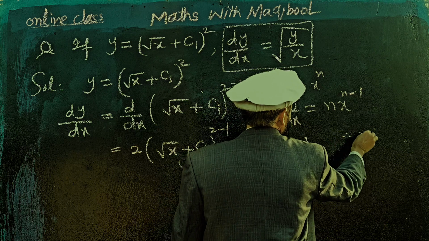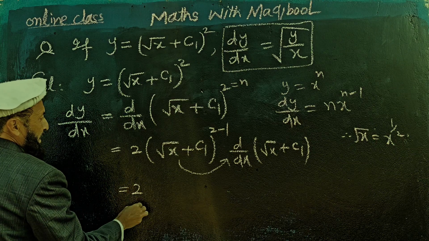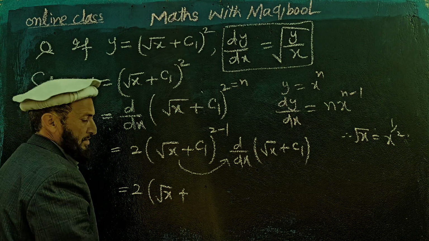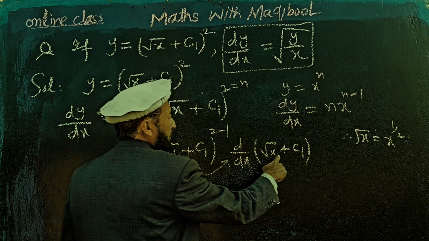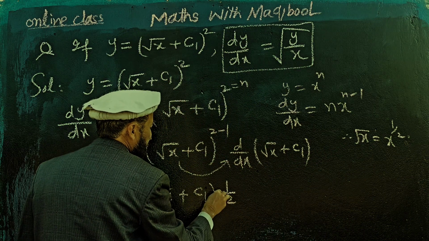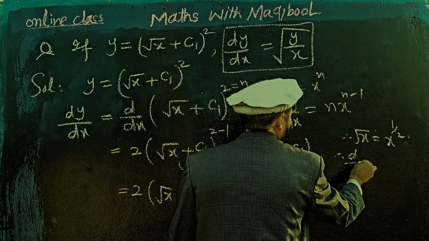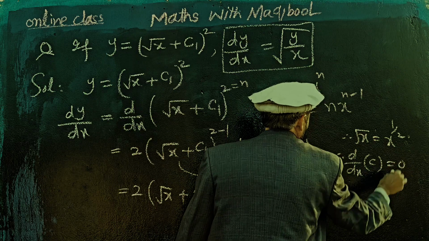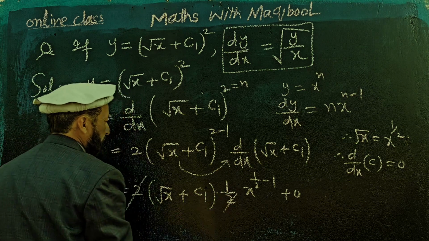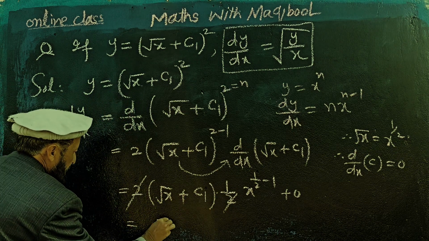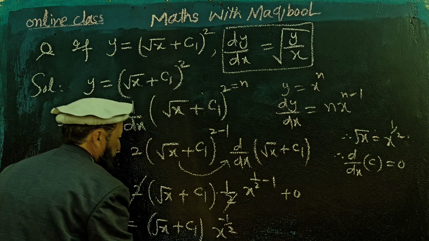As we know, √x can be written as x^(1/2). Now the result is 2(√x + c1) into, we can write, the derivative of x^(1/2), which is 1/2 x^(1/2 - 1), and the derivative of the constant. This is also a rule: the derivative of any constant is equal to 0, so here we get plus 0. Now we arrange: this 2 and this 2 will cancel each other. Now we can write the result as (√x + c1) into x^(-1/2).